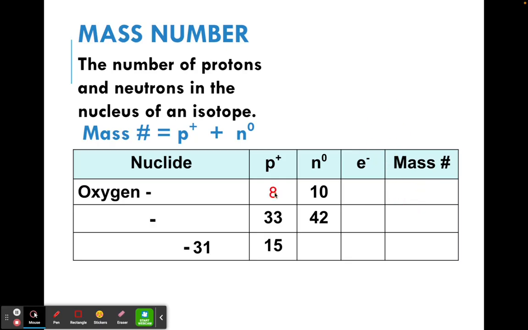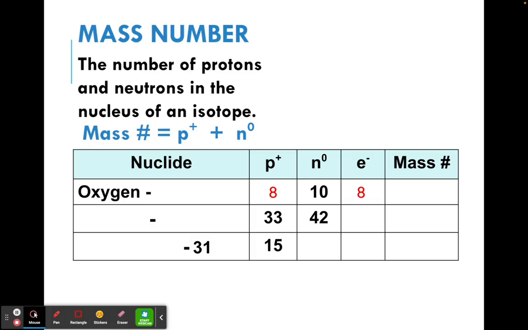So we got 8 protons, and then we add the 8 protons to the neutrons, and you get 18. But then with the electrons, the thing you need to remember is that unless this is an ion, remember an ion has charge. And if you have a charge on your atom, that means that the positive protons and the negative electrons are not equal, right? So that means there's an imbalance of the number of protons and number of electrons. So the charge will tell you that, and we'll discuss that in a moment.